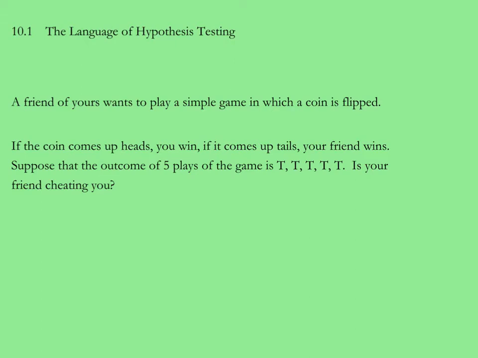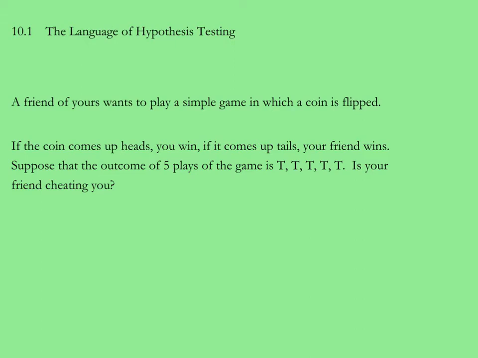It involves a friend of yours wanting to play a game where you flip a coin. Flip a coin, it comes up heads, you win, tails, you lose, or your friend wins. And if you play 5 games and it comes up tails every time, how do you feel about that? Do you think your friend is cheating you? Or are they using a weighted coin?